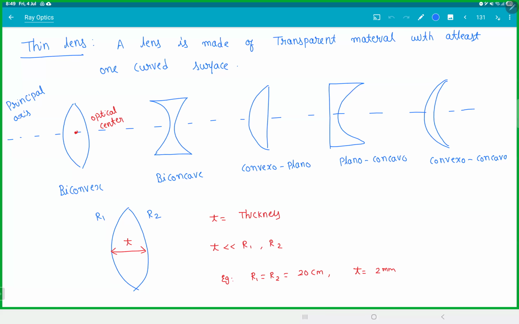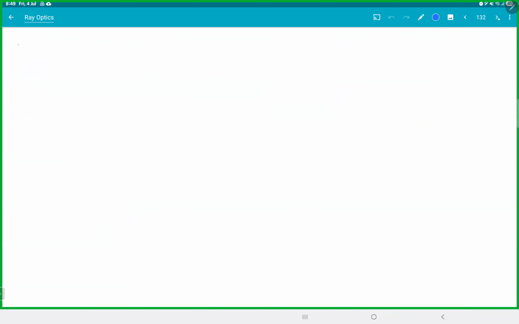Then we define focus again. Now you can define focus for a system also. So if someone gives you a mirror, lens, and everything, and they ask you what is a focus, this is how we define. When parallel paraxial rays are incident on a system, the point where they meet or appear to meet is called the focus.